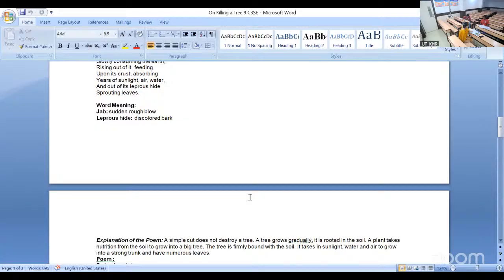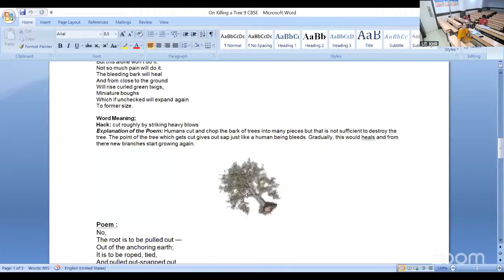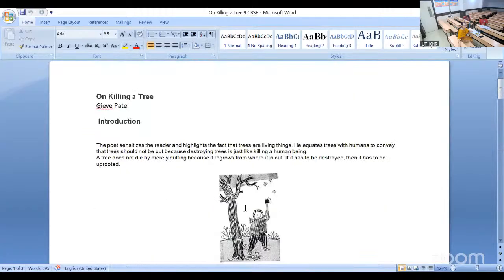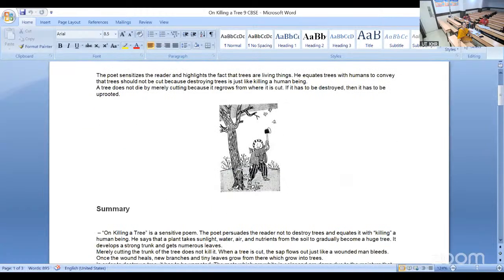So hack and chop. Hack means to cut. Like in this photo, the first one, this one. This is hacking and chopping of a tree. Look. If the person is hacking from here, look at this picture, the tree will not die. But if it's uprooted from the root, it will die.